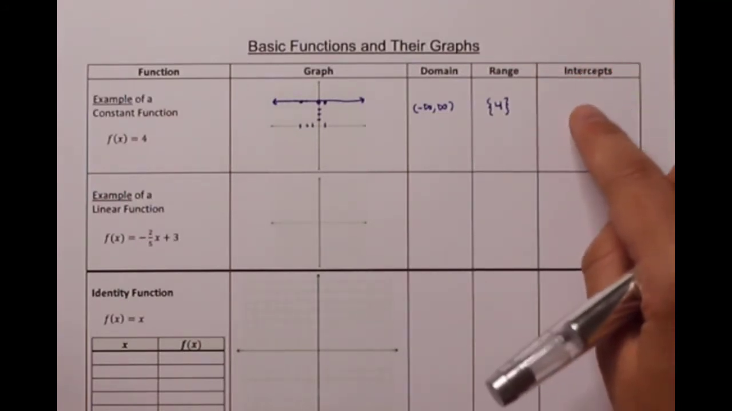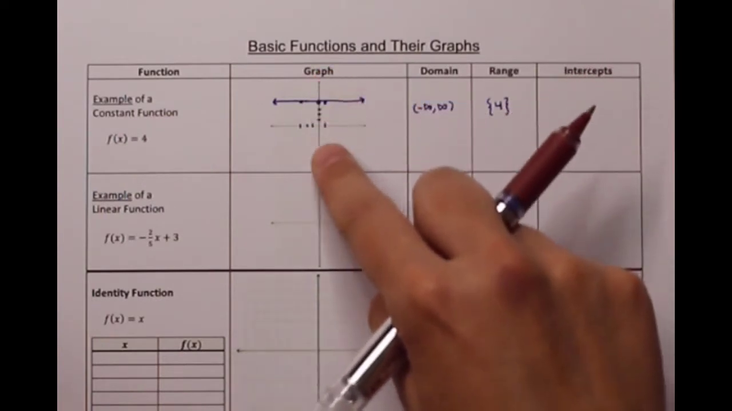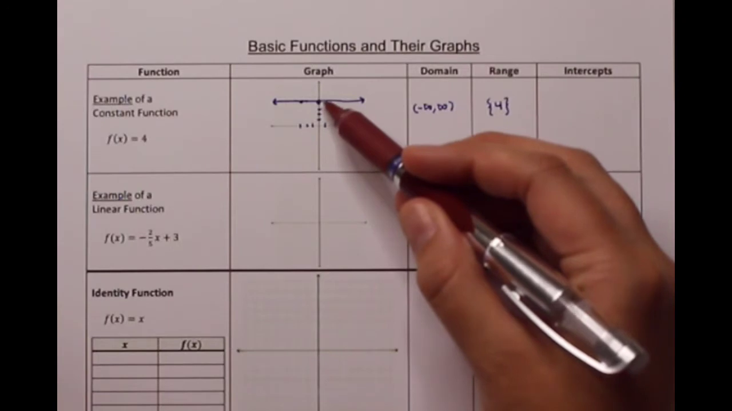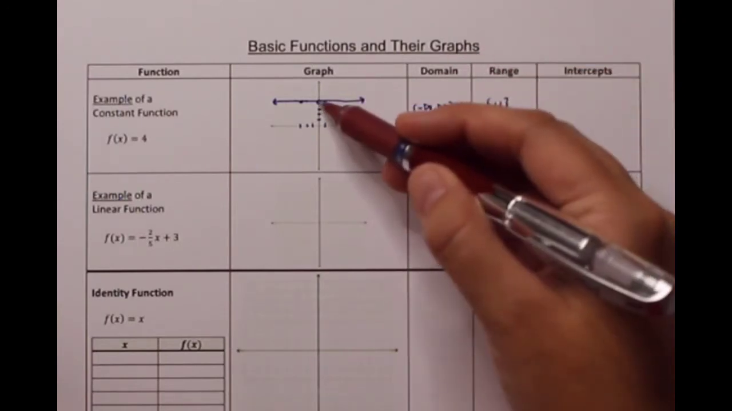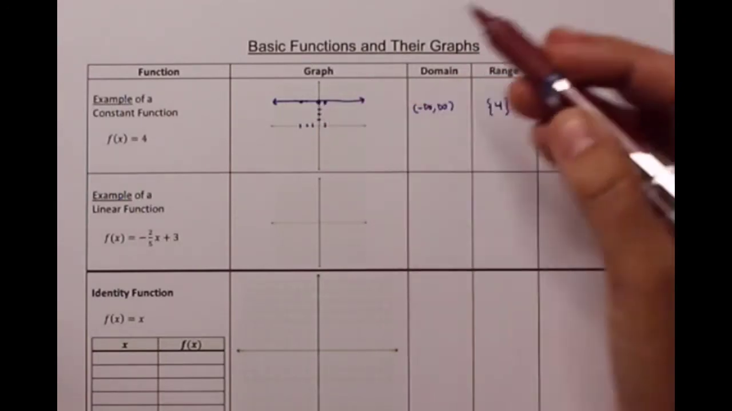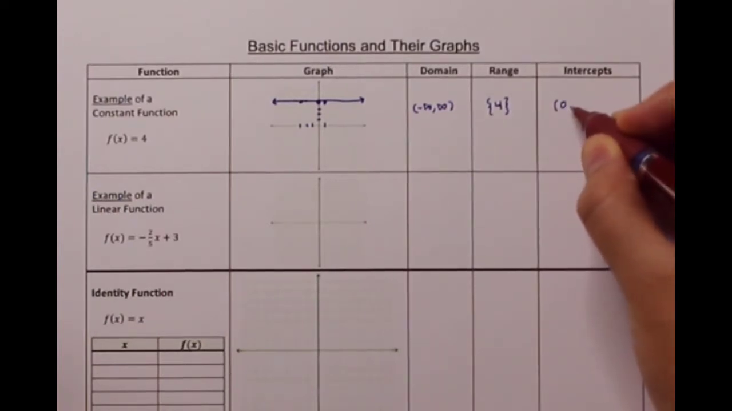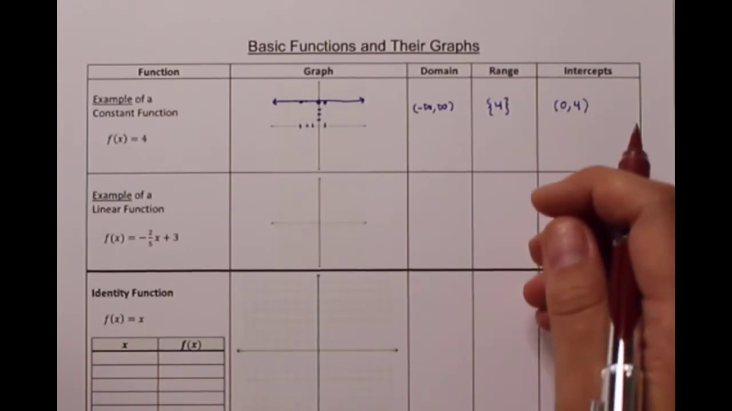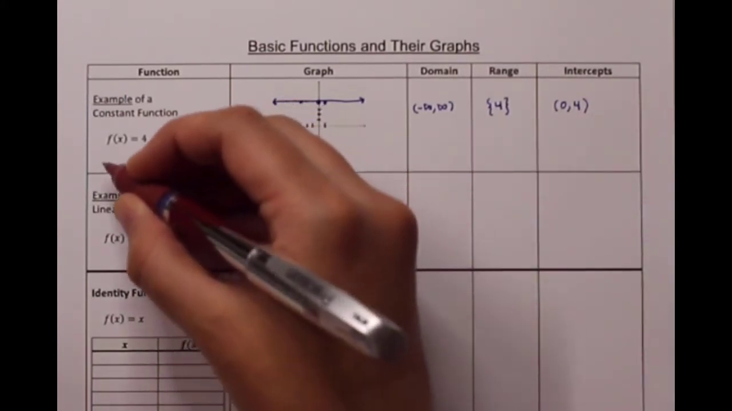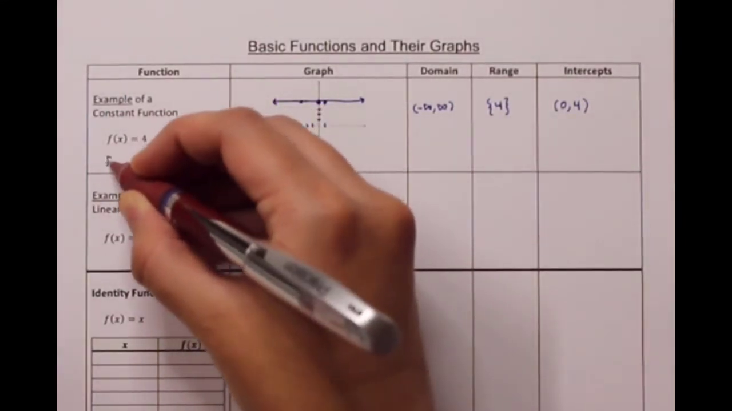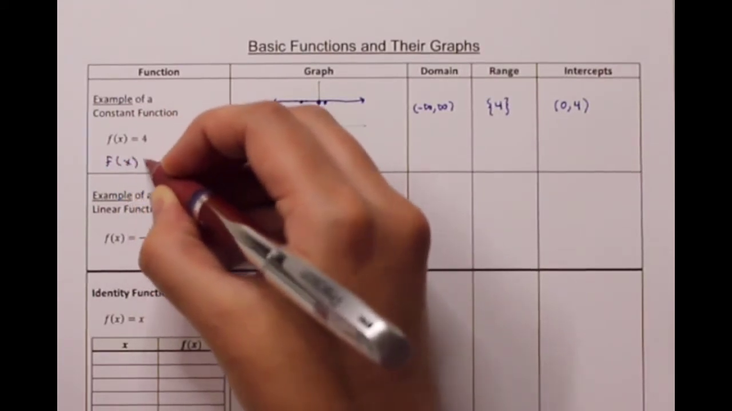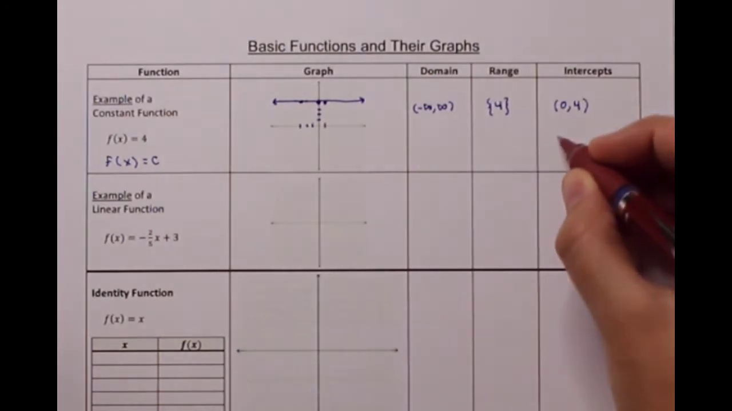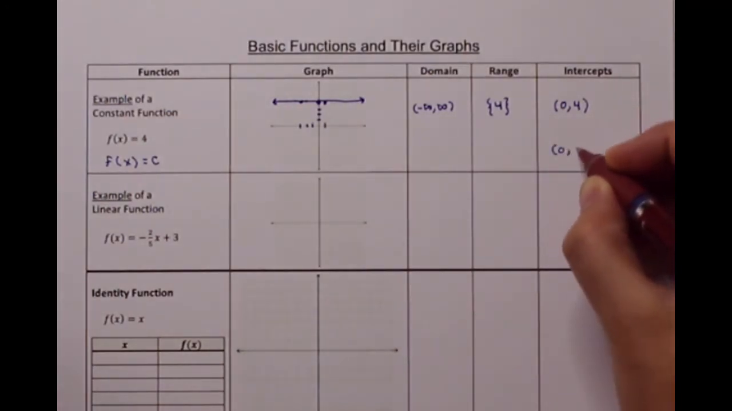Then the intercepts. Intercepts are when you touch the y or x axis. This graph only hits the y-axis, right at that point. So x is 0 at this point, and the y value is of course 4. So that is the intercept. In general, I'll just generalize this for you real quick. If you had the constant for any other number for y, we'll just call it c, then your intercept would be 0, c.